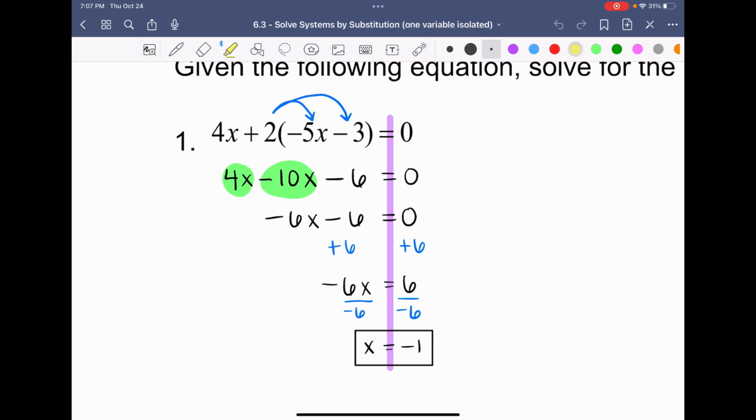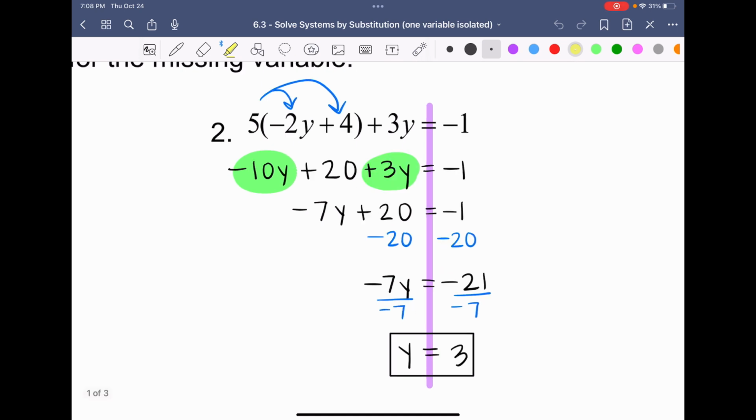On the left-hand side, we can combine the two like terms. So positive 4x take away 10x gives us negative 6x. And then we'll finish the equation by adding 6 to both sides and then dividing both sides by negative 6. So you get x equals negative 1 as the answer to that question. This is a multi-step equation that contains the distributive property, and so this is something that our class practiced back in Unit 2.